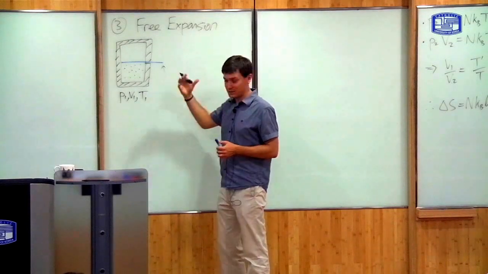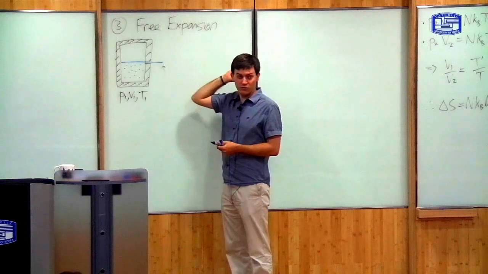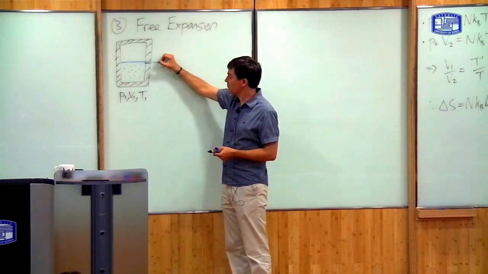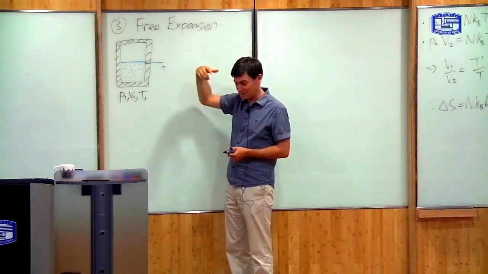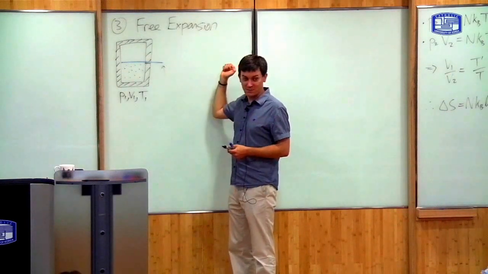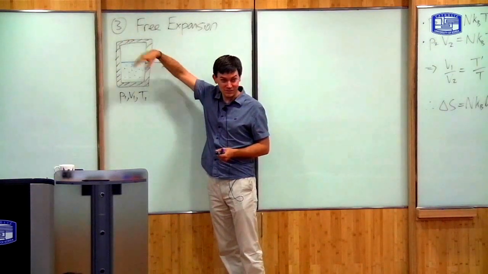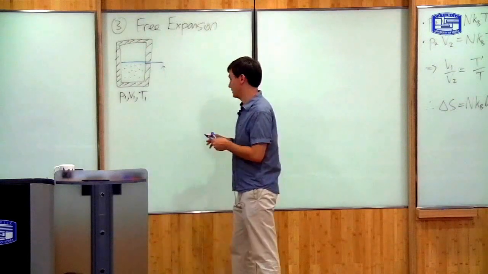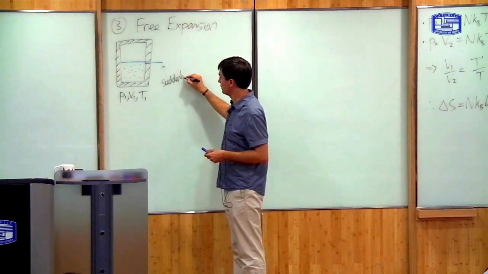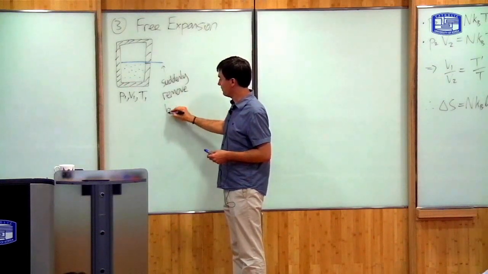Okay, now I start like this, and for a free expansion, at some point I suddenly remove the barrier. So the gas is contained, and at some point I suddenly, in a negligible amount of time, remove this barrier, and therefore the gas will expand to fill the space. So this is a very rapid expansion. Suddenly remove barrier.